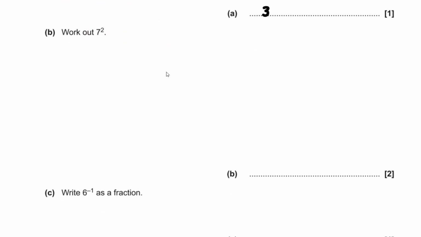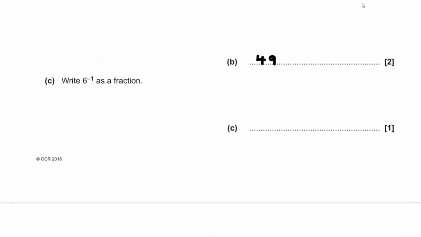Part B, work out 7 squared. 7 squared is the same as 7 multiplied by 7, which is 49. 7 squared is 49.